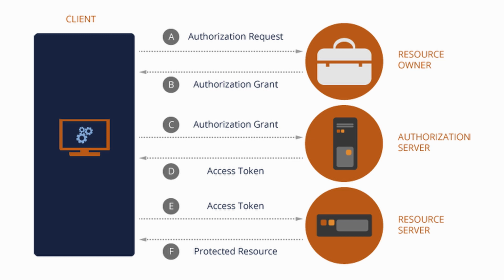OAuth introduces an authorization layer and separates the role of the client from that of the resource owner. In OAuth, the client requests access to resources controlled by the resource owner and hosted by the resource server. Instead of using the resource owner's credentials to access protected resources, the client obtains an access token. Access tokens are issued to third-party clients by an authorization server with the approval of the resource owner. Then the client uses the access token to access the protected resources hosted by the resource server.